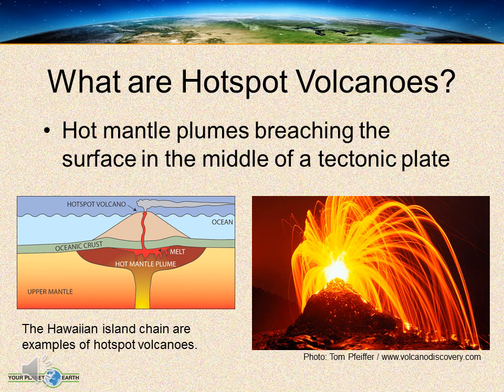Firstly, what are hotspot volcanoes and how do they form? A hotspot is a location on the Earth's surface that has experienced active volcanism for a long period of time. The source of this volcanism is a mantle plume of hot mantle material rising up from near the core mantle boundary through the crust to the surface. A mantle plume may rise at any location in the mantle, and this is why hotspot volcanoes are independent from tectonic plate boundaries. The Hawaiian island chain are an example of hot spot volcanoes.